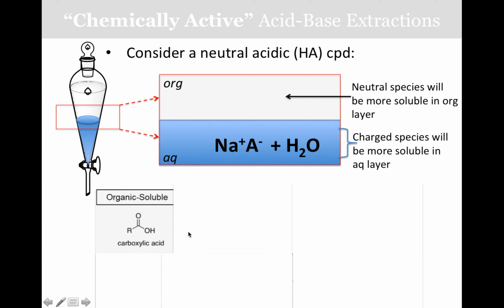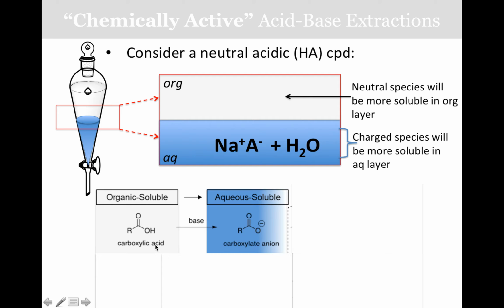If you look at carboxylic acids, they are acidic in nature, and when you add a base, you make them charged and they become water soluble. Then you separate the layer, extract the carboxylic acid, and neutralize it to obtain the solid, neutral form again, so it becomes organic soluble.